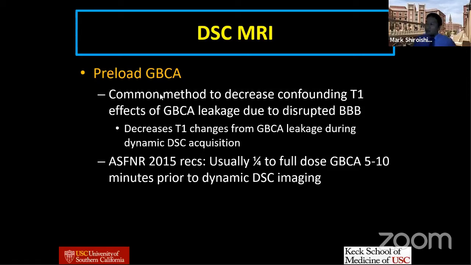So in this case, people thought, why don't we just give a preload of this dye? All that means is if you inject an initial dose of the contrast agent into your arm, you wait 5 or 10 minutes, and then you inject the second time to do your dynamic imaging to get your perfusion data. And it was thought that if you did that, it would leak out into the extravascular, extracellular space, it would enhance. And then the second time you injected the dye, it would decrease the leakage effects I talked about.